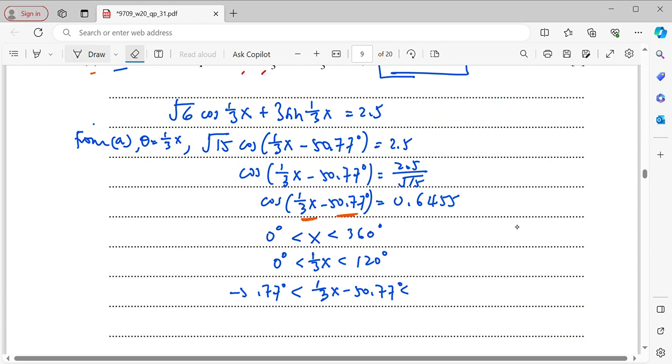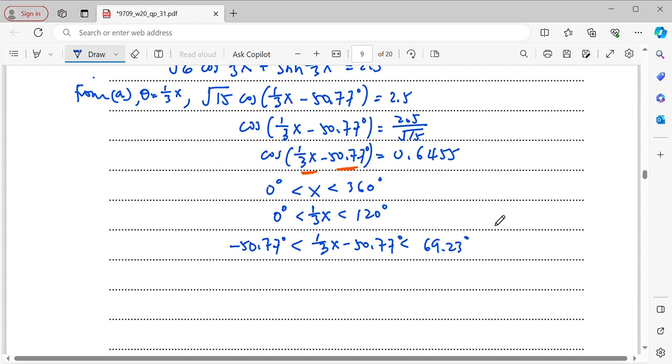And the other one will be 69.23 degrees. Okay, so now the cos is positive, which means it will be in the first and last quadrant. So now I will get my basic angle. So 1 over 3x minus 50.77 degrees. When you take inverse cos of 0.6455, you will be getting 49.797 degrees. Here I give more decimal places because later you need to plus with 50.77 and times by 3.